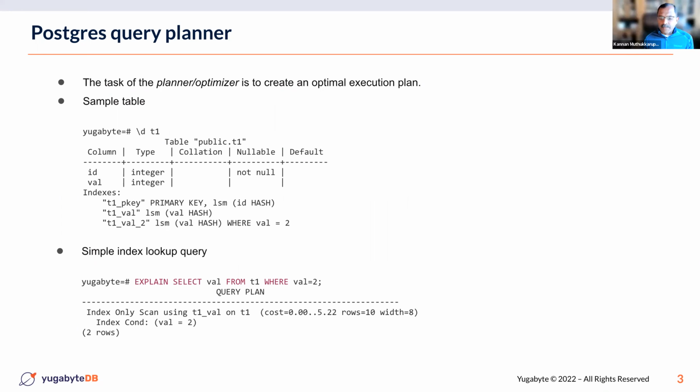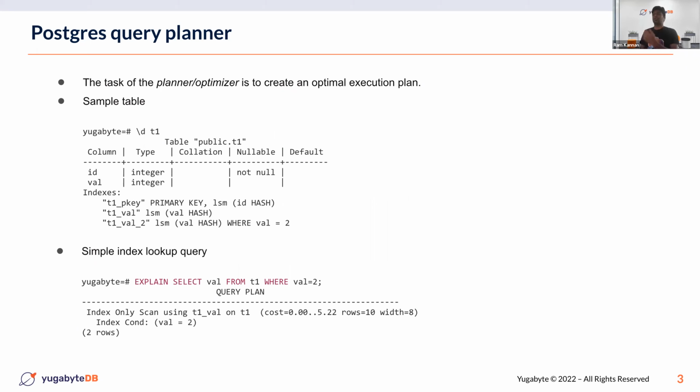So as Kannan told, users tend to create multiple such partial indexes based on the frequently used row values of any column, right? Continuing from there, if you want to do a simple index lookup query, like explain select val from T1 where val is equal to 2, right?